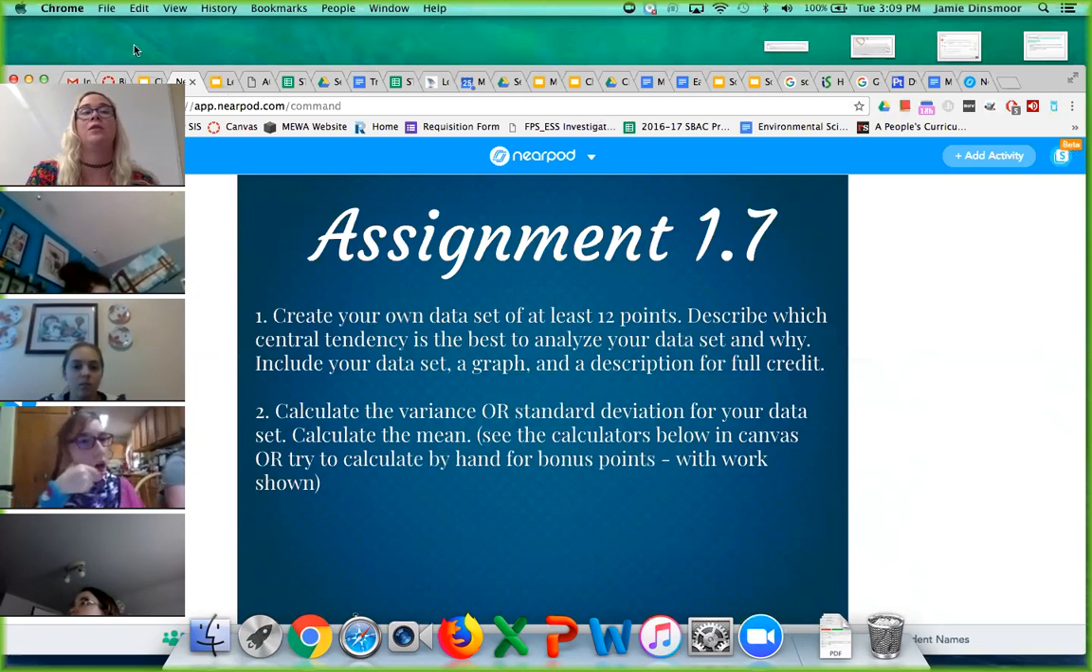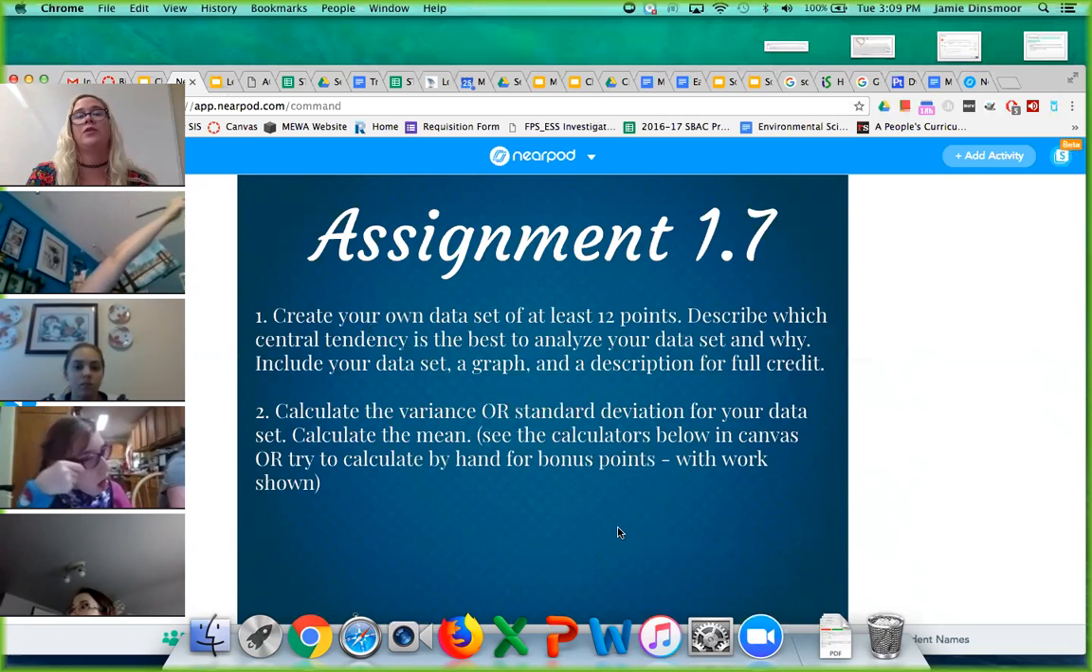You do not need to write down this assignment, right? This is in Canvas. I just wanted to go over the directions a little bit. Again, feel free to try to calculate variance or standard deviation by hand if you'd like to try that. If not, use the calculators. And if you can explain what they mean, that's great. Otherwise, I'm not going to take points off if you don't.